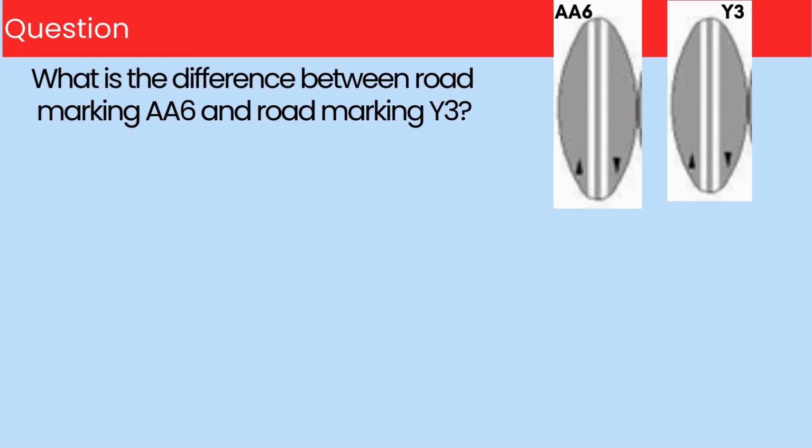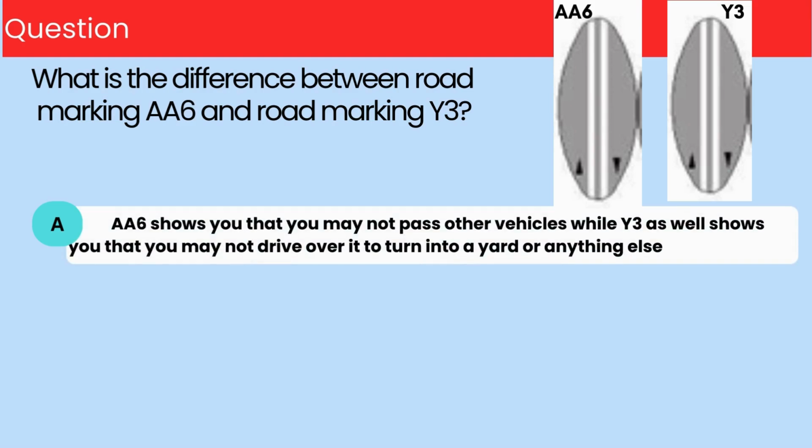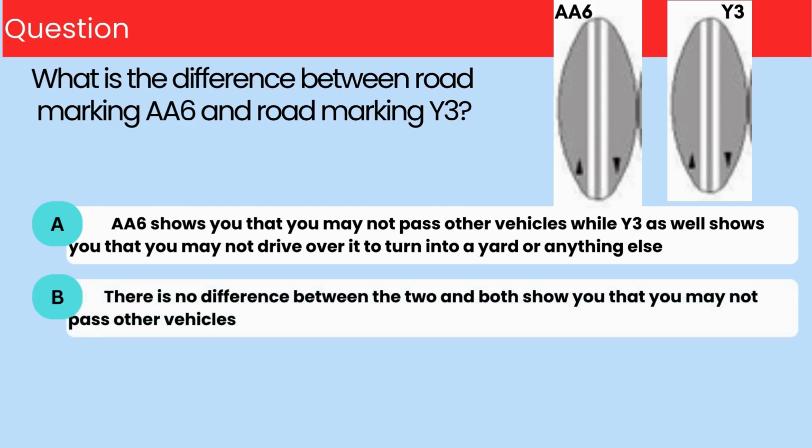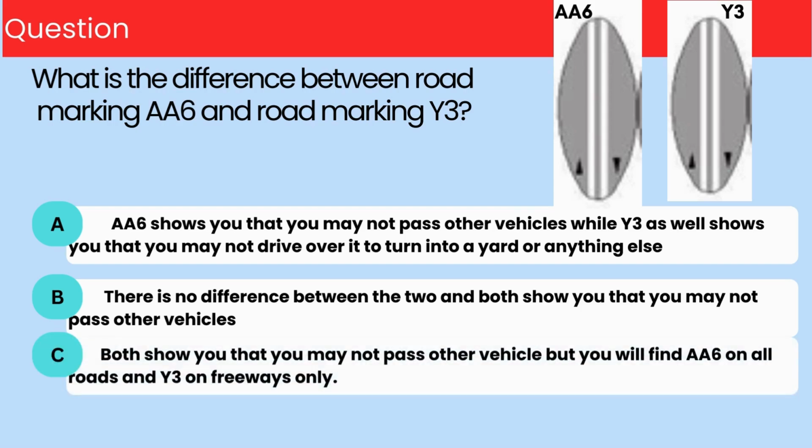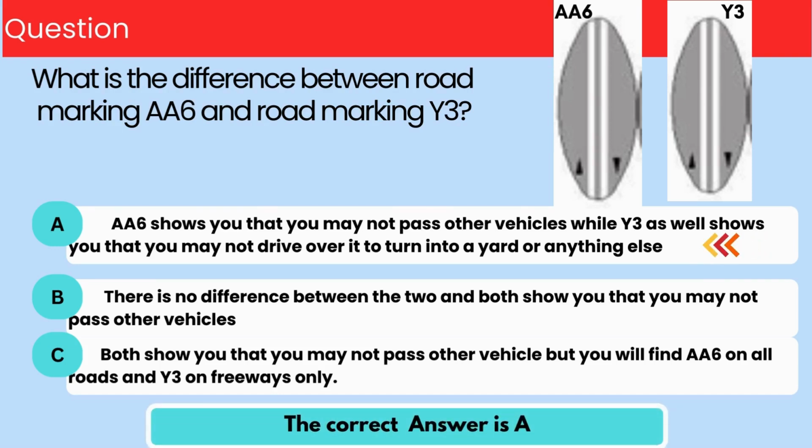Question: what is the difference between road marking AA6 and road marking Y3? A. AA6 shows you that you may not pass other vehicles, while Y3 as well shows you that you may not drive over it to turn into a yard or anything else. B. there is no difference between the two and both show you that you may not pass other vehicles. C. both show you that you may not pass other vehicles, but you will find AA6 on all roads and Y3 on freeways only. The correct answer is A.